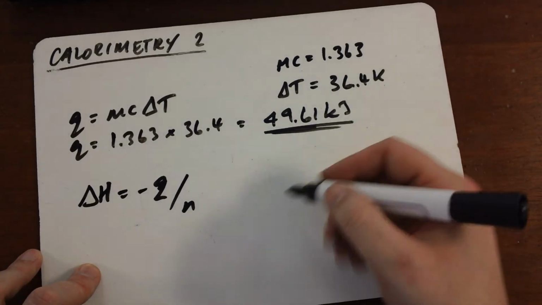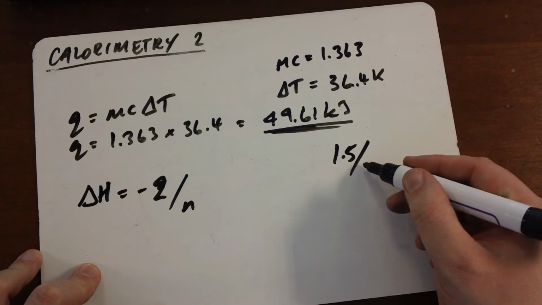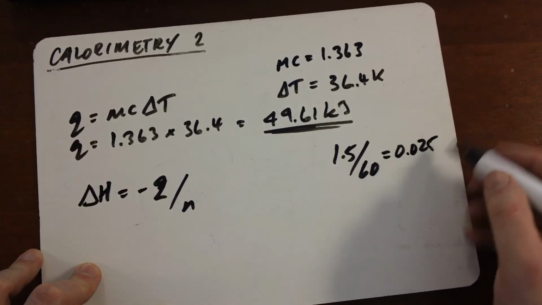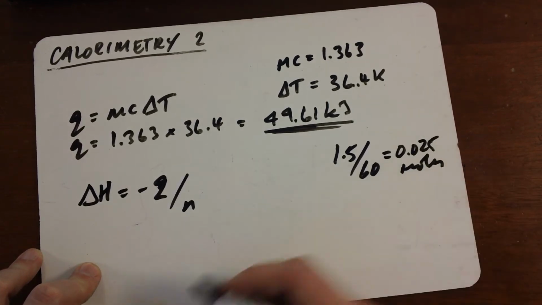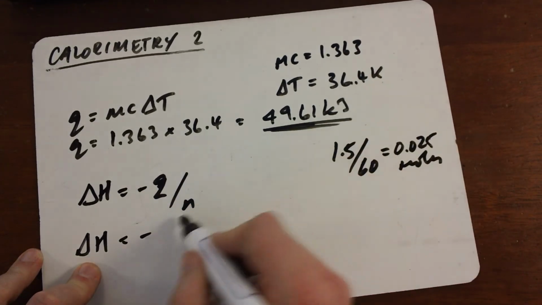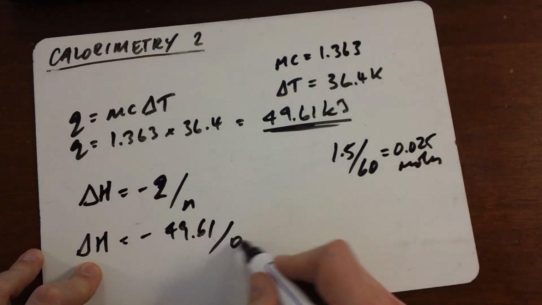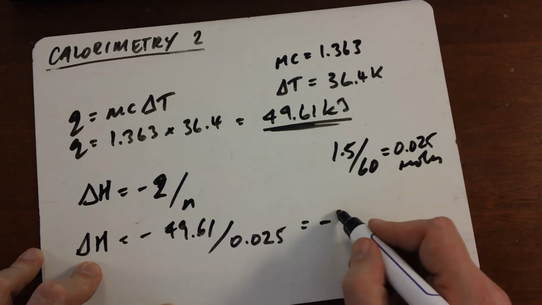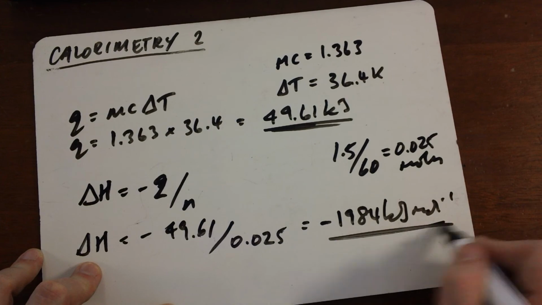The final step then is delta H is equal to the minus Q value divided by the number of moles used, and we used 1.5 grams divided by 60, and that is equal to 0.025 moles of propan-2-ol. So sub your values in, minus 49.61 divided by 0.025, and the final answer is negative 1984 kilojoules per mole.